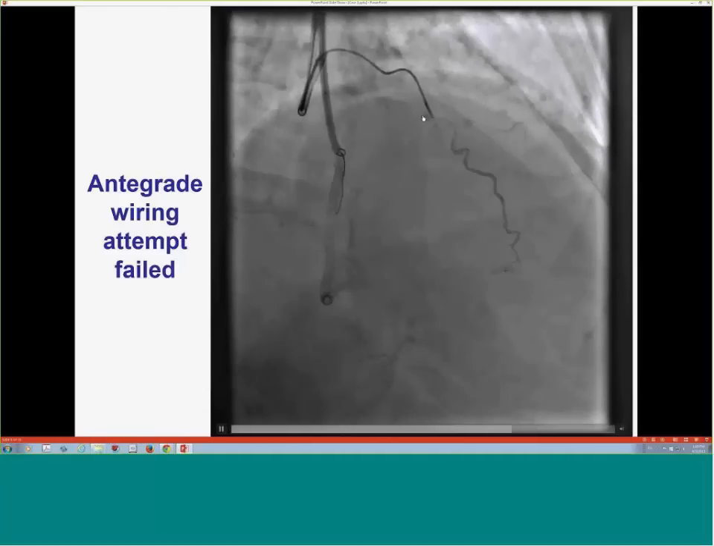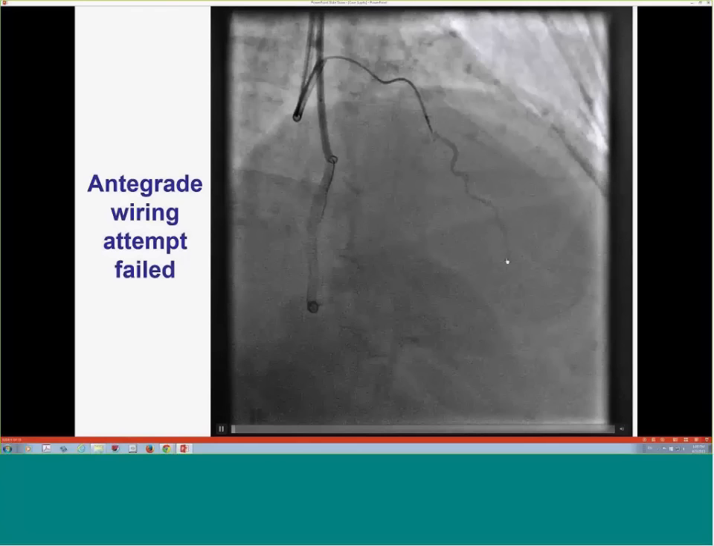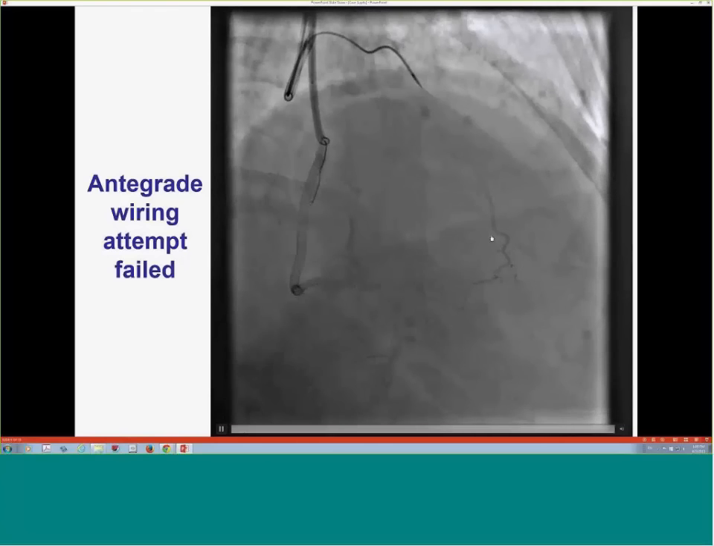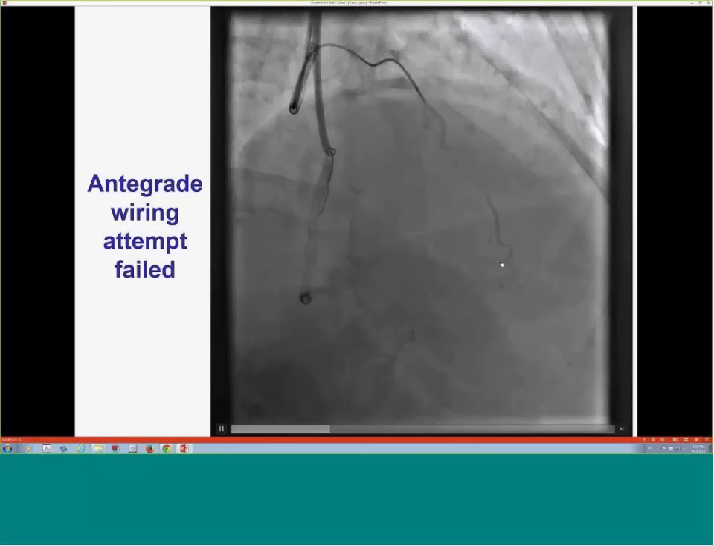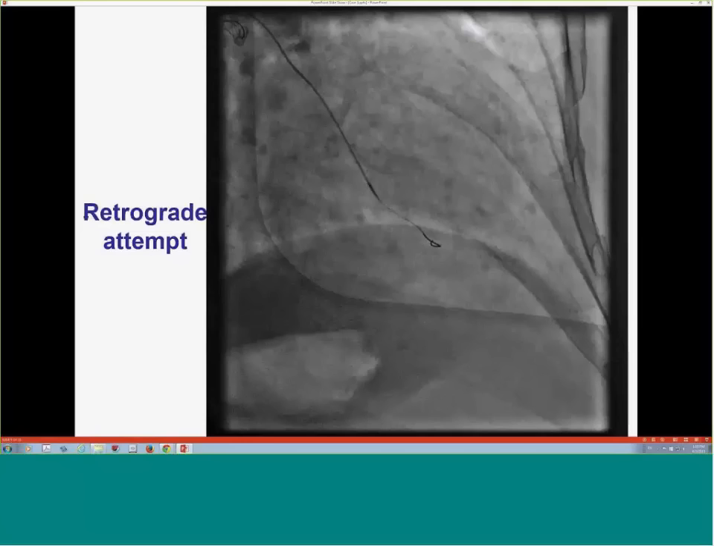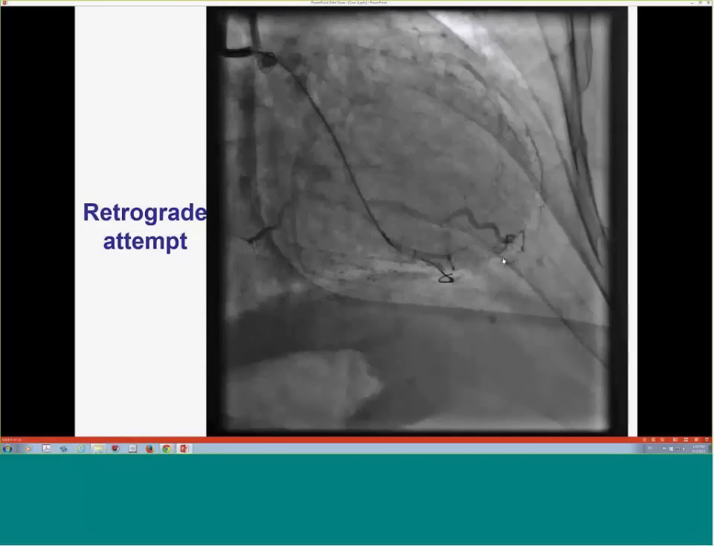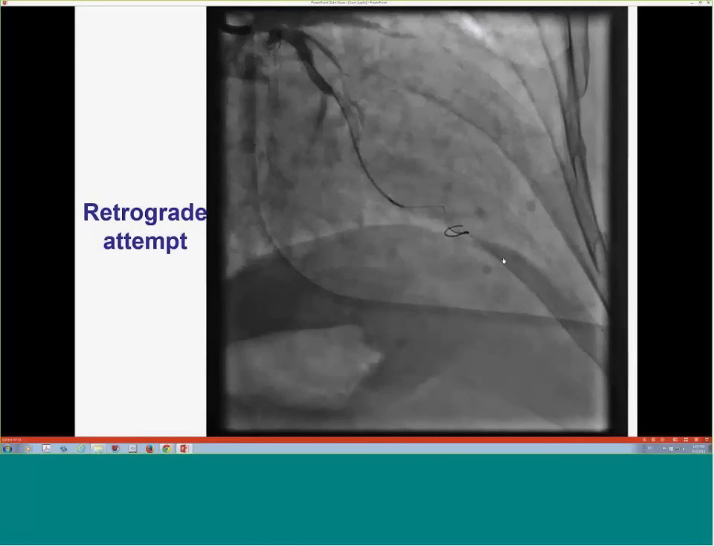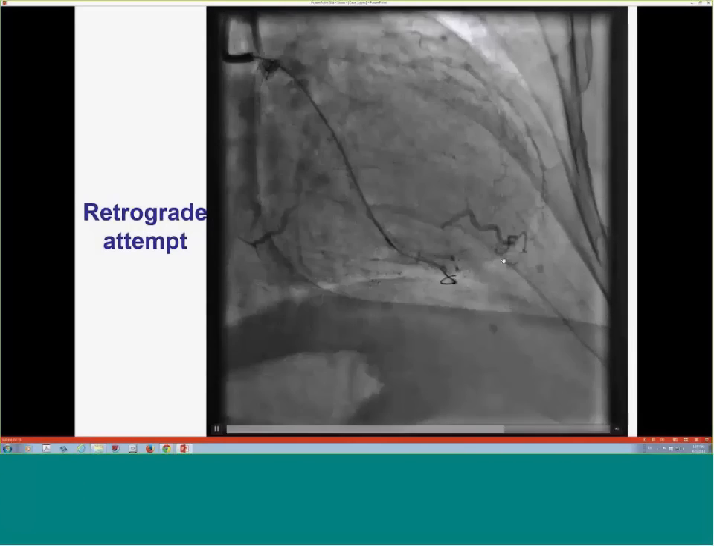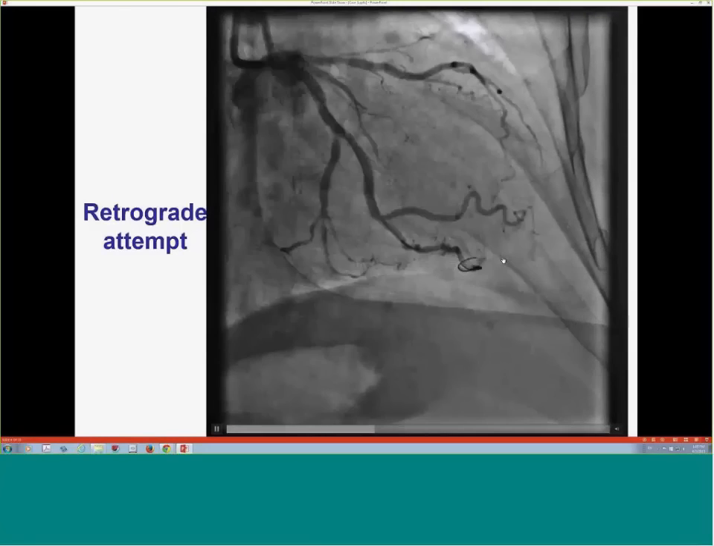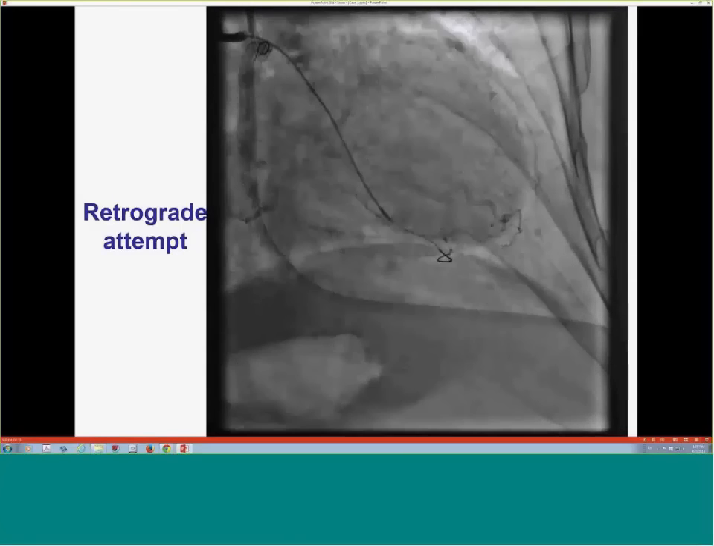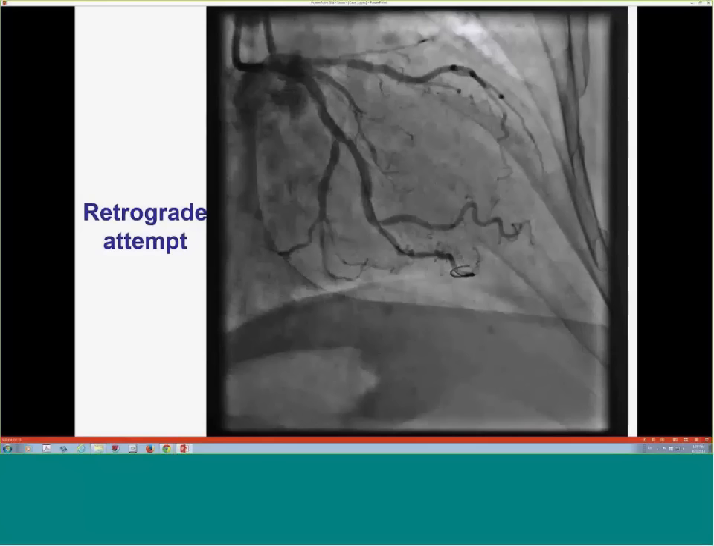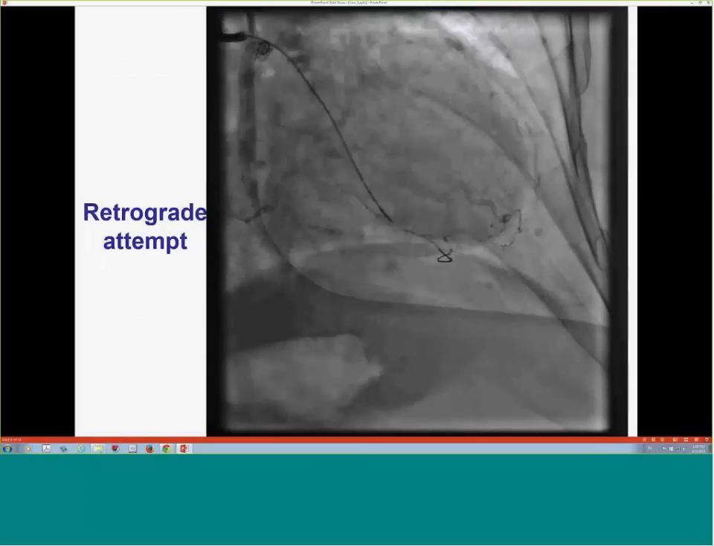And this is a selective injection. We don't always do that. Sometimes we do surfing, but in this case, because the collateral was kind of tortuous and small, we decided to do some selective injections. And this is now trying to get in. This is again the Corsair. Now it's further down, and we are actually having difficulty advancing a Sion guide wire through this.